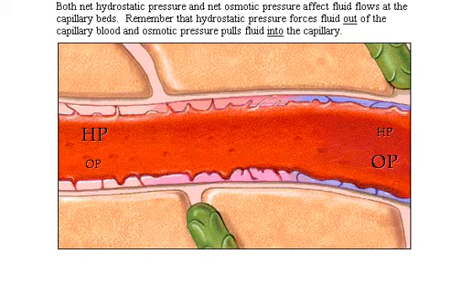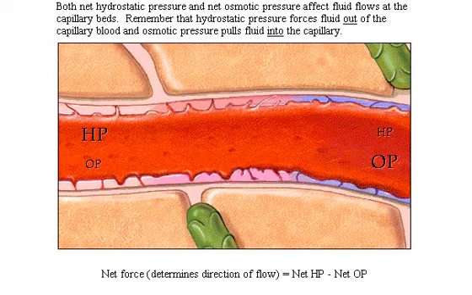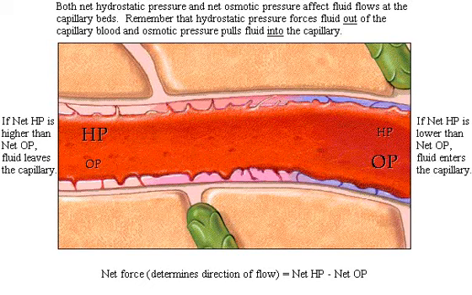Both net hydrostatic pressure and net osmotic pressure affect fluid flows at the capillary beds. Remember that hydrostatic pressure forces fluid out of the capillary blood and osmotic pressure pulls fluid into the capillary. The net force determines the direction of fluid flow. It is equal to the net hydrostatic pressure minus the net osmotic pressure. If the net hydrostatic pressure is higher than net osmotic pressure, fluid leaves the capillary. If the net hydrostatic pressure is lower than the net osmotic pressure, fluid enters the capillary.